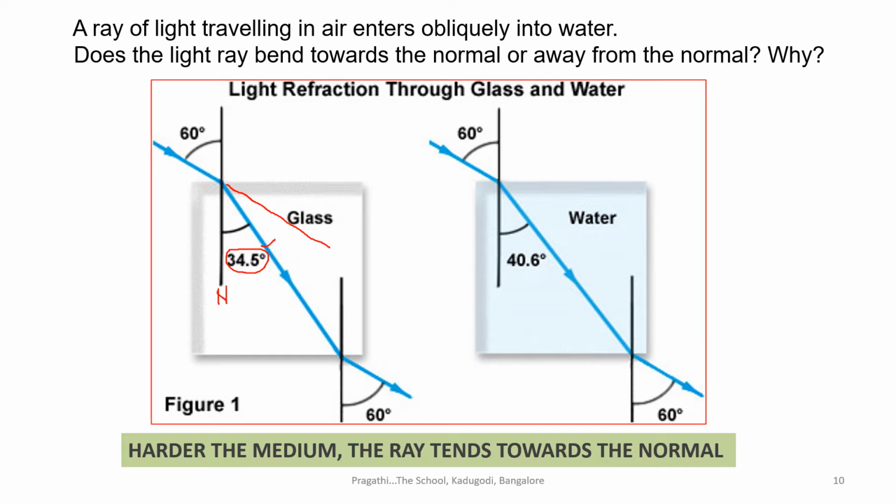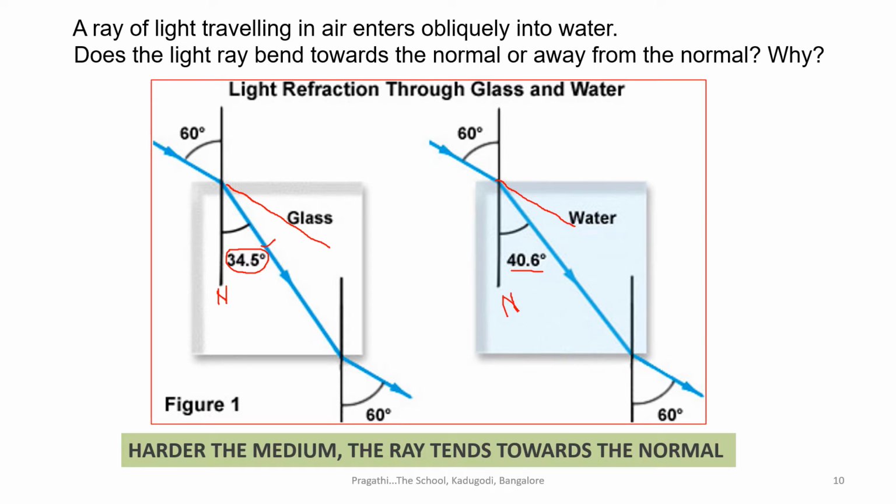And coming to water, out of glass and water, glass has the highest optical density. The light ray is passing from the air and entering into the water. What happens? Instead of going straight, it bends and makes an angle of 40.6 degrees with the normal. That means the angle is more, right? So it shows that it is not bending too much towards the normal. Why? Because it is less dense compared to glass. The light travels easily in the water.